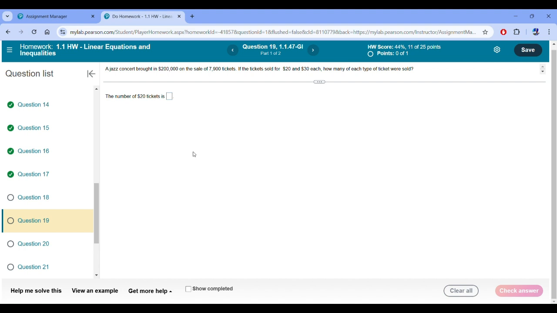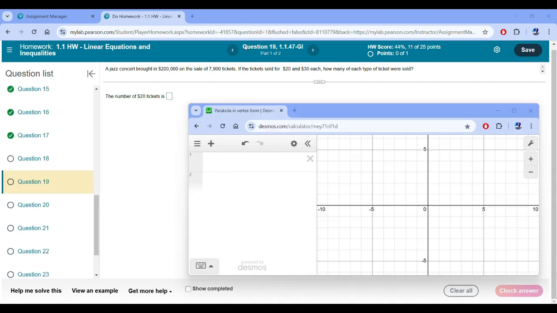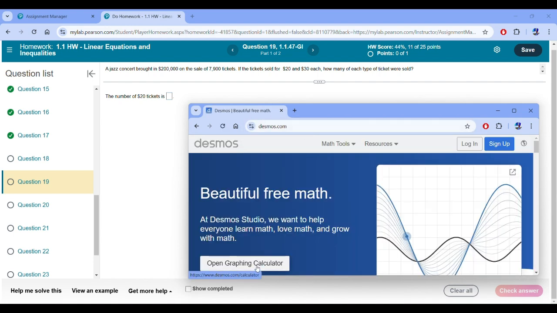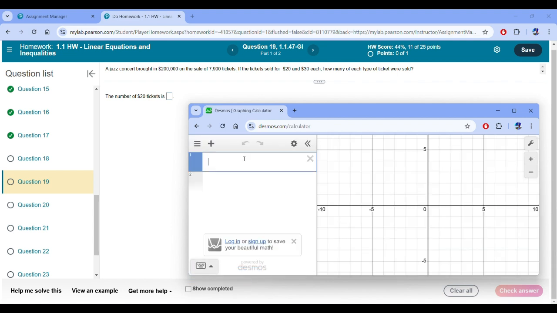How can I do this? All right, ladies and gentlemen, I'm going to figure out how to do it with our more complicated stuff, but I'm just going to show you Desmos. Desmos is my favorite online calculator. So when you open up the graphing calculator, there are two situations we have here. We have tickets being sold for $20 and $30 each, so I'm going to say that x plus y is equal to 7,900. So when I sell these, I'm going to have that many tickets.